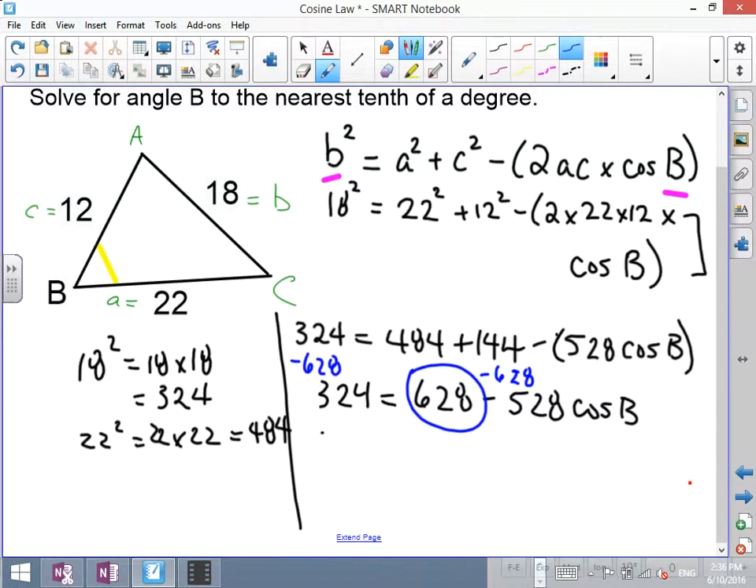So we're really adding on negative 628 to 324. And when we do that, we end up getting negative 304. Okay. 628 on the right is no longer there as we cleared that out. And we're left with minus 528 cosine of b. Now in between that is a multiplication. So we are multiplying right here between the 528 and the cosine of b.